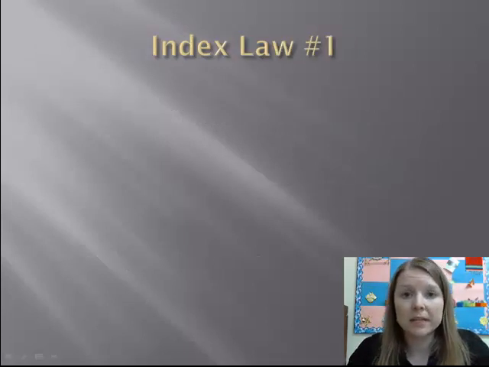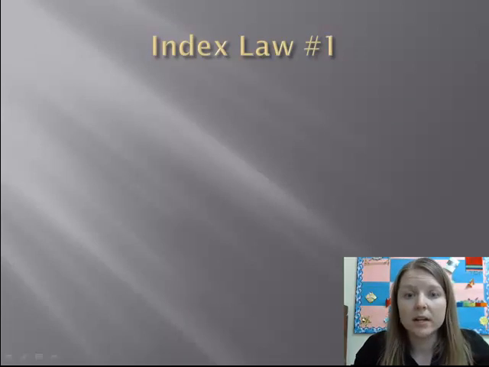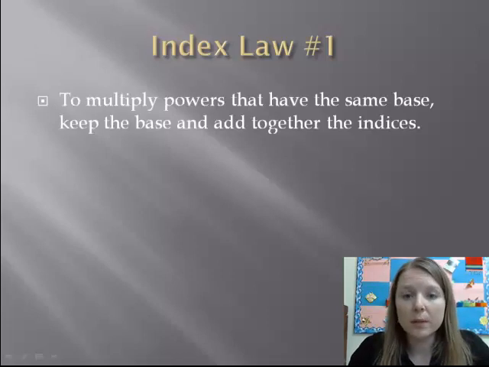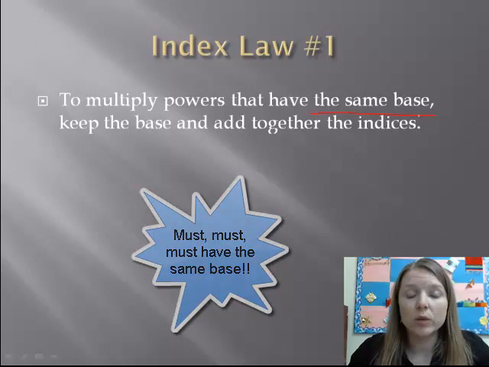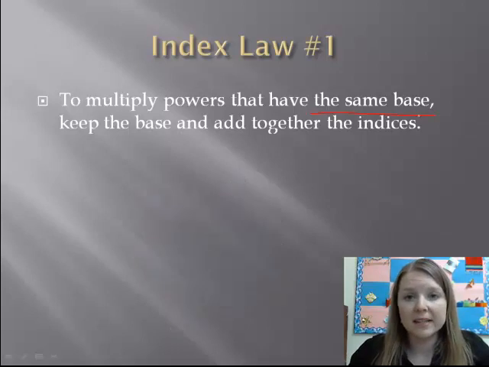So now we're going to look at some index laws. So law number 1 is when you're multiplying exponents together. When you're multiplying powers, when you're multiplying indices, however you want to term it, we're looking at how do you multiply them together. So to multiply powers that have the same base, and that is key, they must have the same base, or else this law doesn't apply. When you're multiplying powers that have the same base, you keep the base and then you add together the indices, or you add together the exponents.